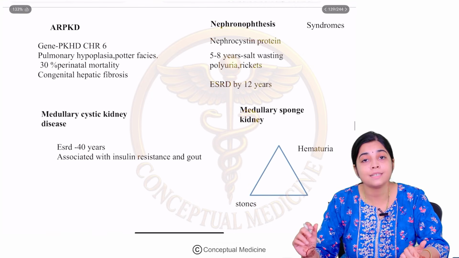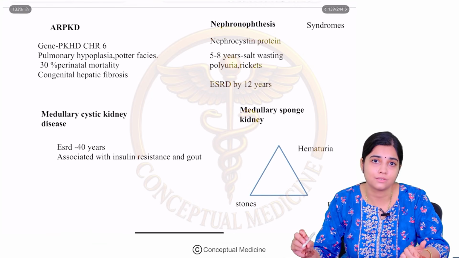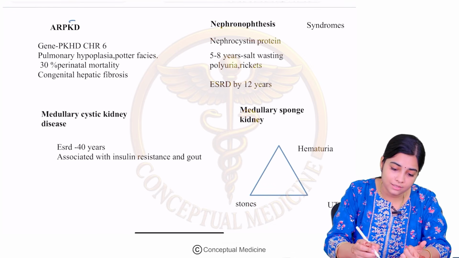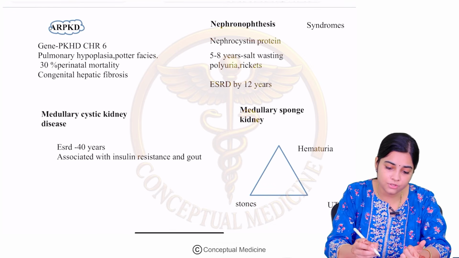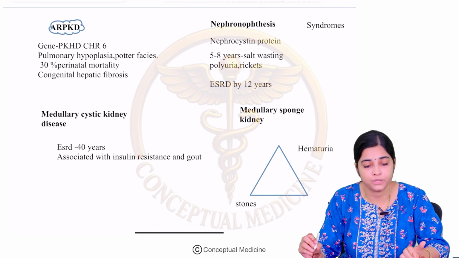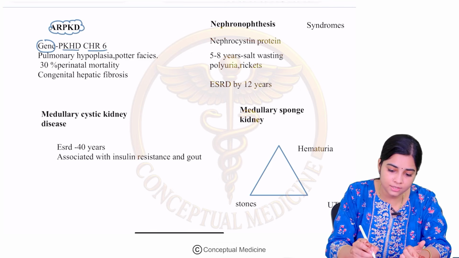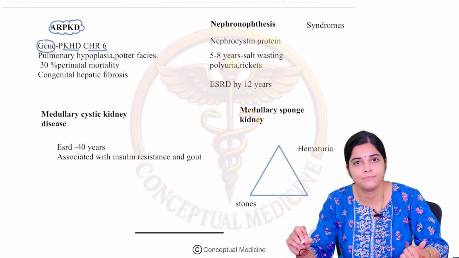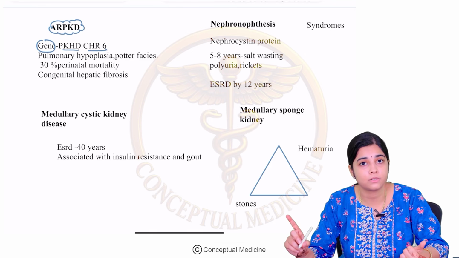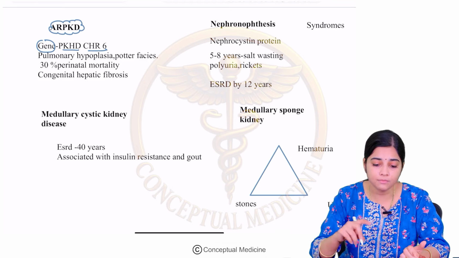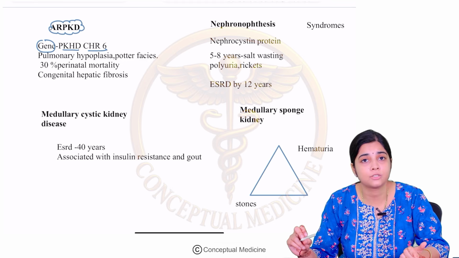Now let us look at some of the other cystic kidney disorders. So next is inherited cystic kidney disease, which is your autosomal recessive polycystic kidney disease. So the gene here is your PKHD gene on chromosome number 6. So what were the genes for autosomal dominant? It was your polycystin 1 and 2, PKD 1 and 2. Here it is your PKHD gene which is present on chromosome number 6.